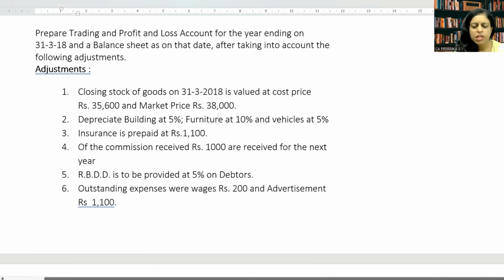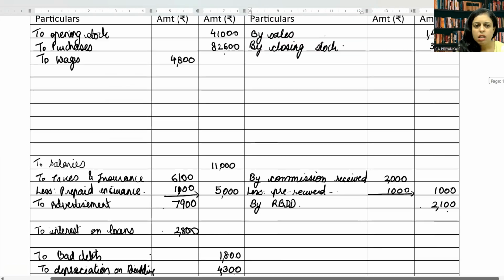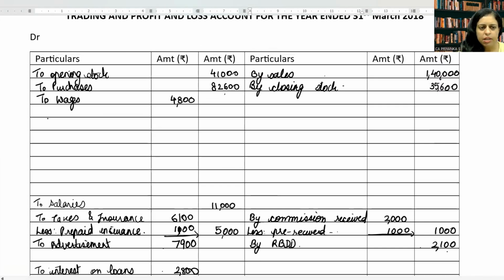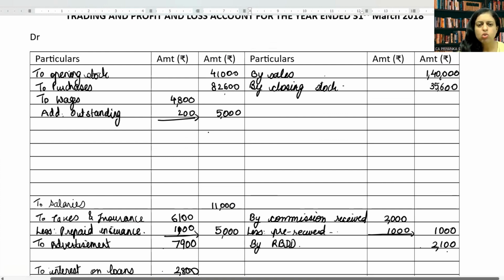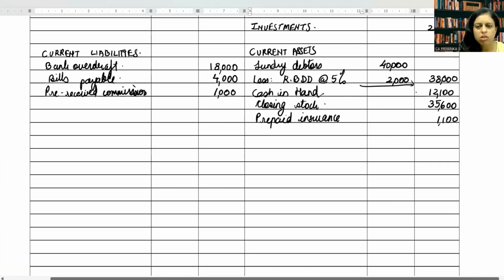Next is outstanding expenses: wages 200 and advertisement 1,100. So for wages, let's give the first effect of this 200 of wages pending. So go to wages, add outstanding. Why am I doing addition here? Because that much of wages is not paid, but it is applicable for this financial year. So 200 rupees I was supposed to pay, but I did not pay. So it goes to 200 here. Then wages outstanding will be taken here as current liabilities, wages payable or wages outstanding, 200.